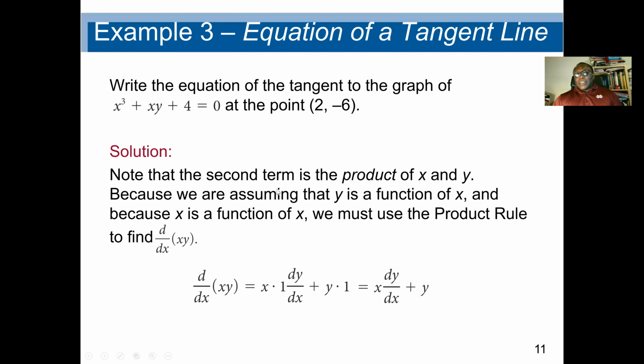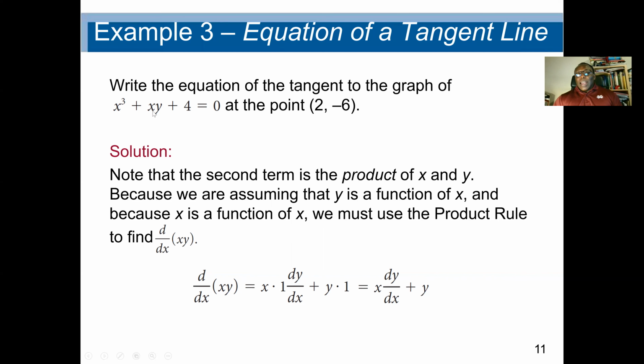Here they say note that the second term is the product of x and y, which is this very term. So this makes it impossible to do it explicitly. We have to find it implicitly because both the dependent and independent variable are multiplied by each other, x and y. So we have to use an implicit method, not explicit. Note that the second term is the product of x and y because we are assuming that y is a function of x, and because x is a function of x, we must use the product rule to find dy/dx of xy.